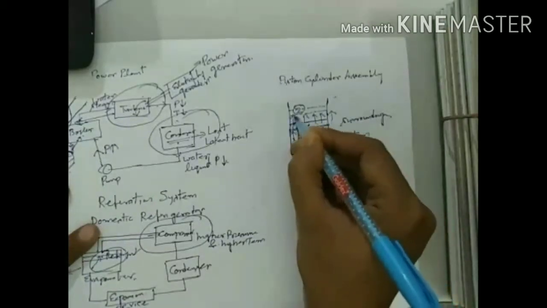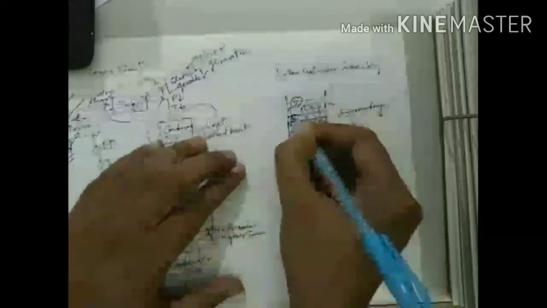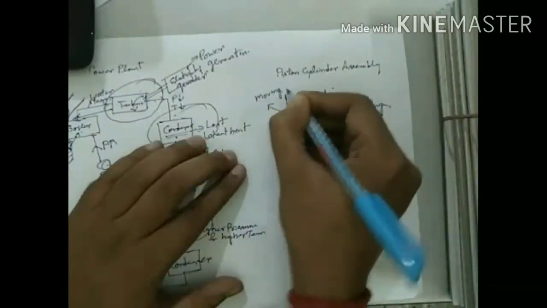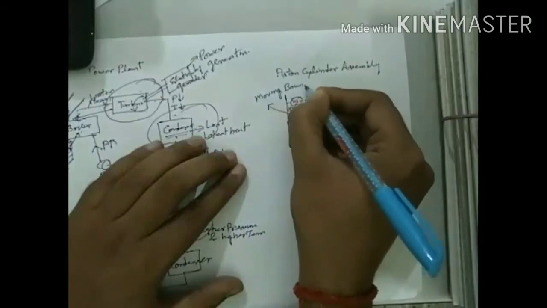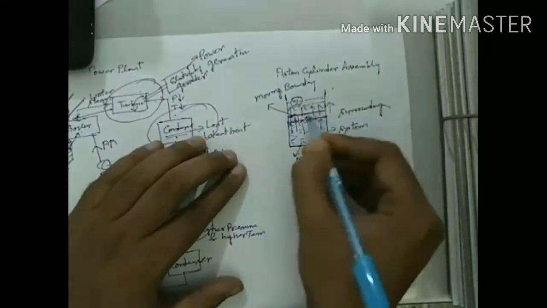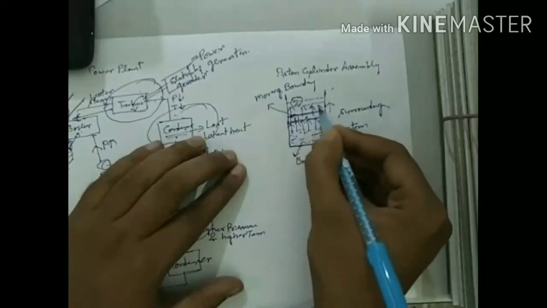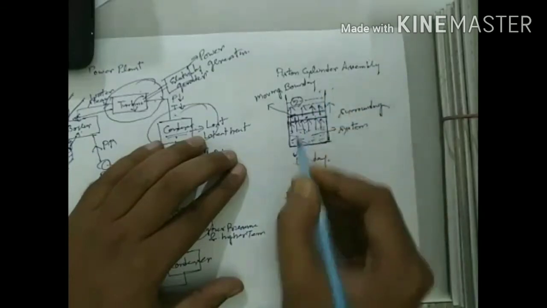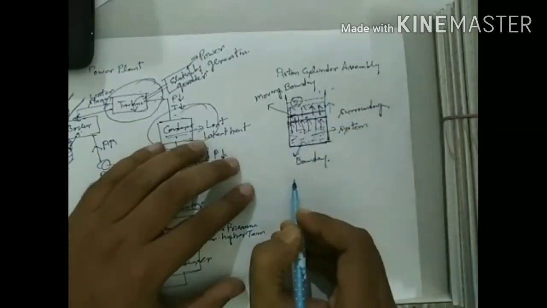So this is the example of a moving boundary, because here the fourth boundary is moving, which separates the system from the surrounding. So this is the example of a moving boundary.